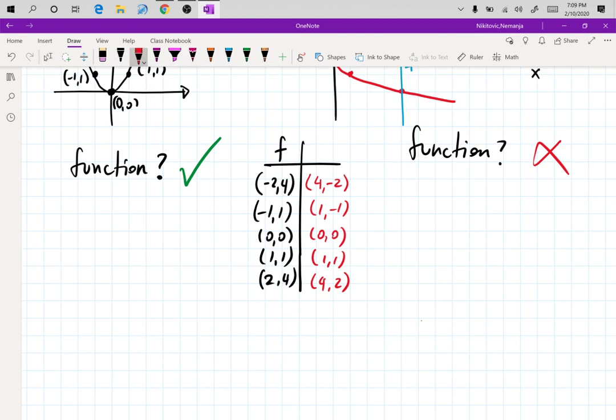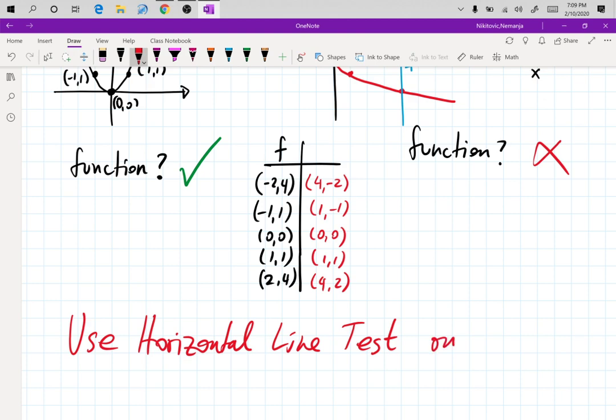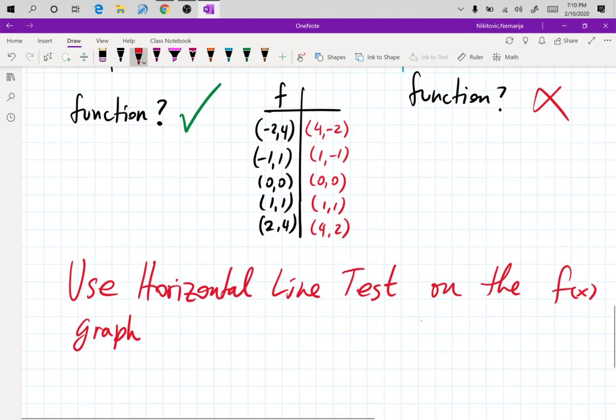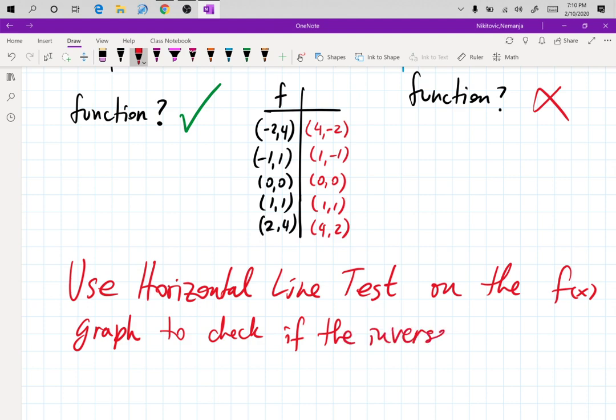So, here in blood, use the horizontal line test on the f of x graph. In our case, those are all the black graphs. Use the horizontal line test on the f of x graph to check if the inverse is a function.